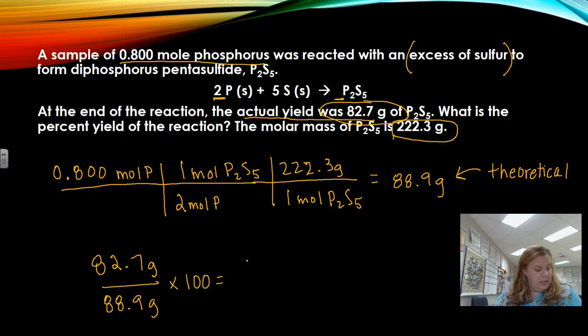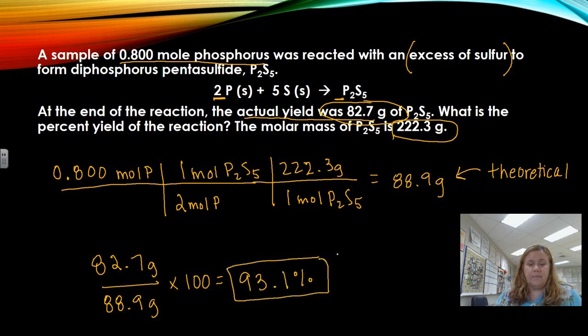We multiply by 100, and to calculate and figure that out, we have a 93.1% yield, which again is an excellent yield. So right there, percent yield, don't make this harder than it is. The only time you need to do stoichiometry is if you need to calculate the theoretical yield on your own. Other than that, just make sure you have a theoretical yield and an actual yield. Just divide, and you're good to go.